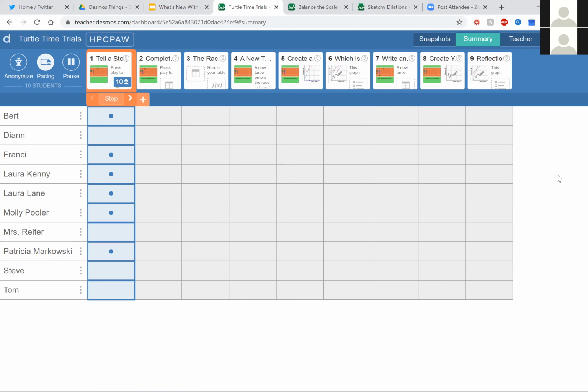Now, if you are done with that first screen, just like my class, what you see on the screen now is called the teacher dashboard. As a teacher, I can see how my students are doing here. I see that I think we have 10 students logged in. I've only restricted you to the first screen.